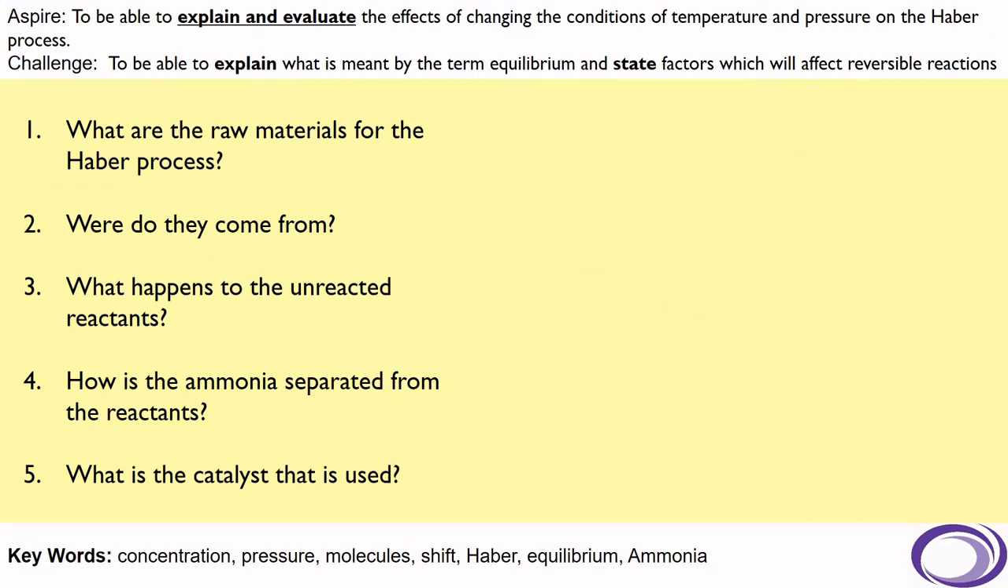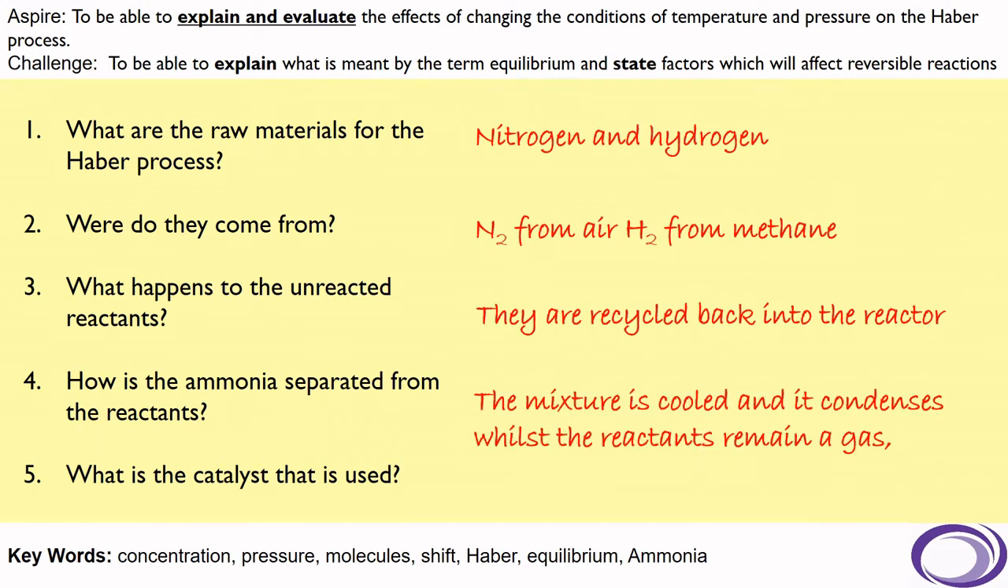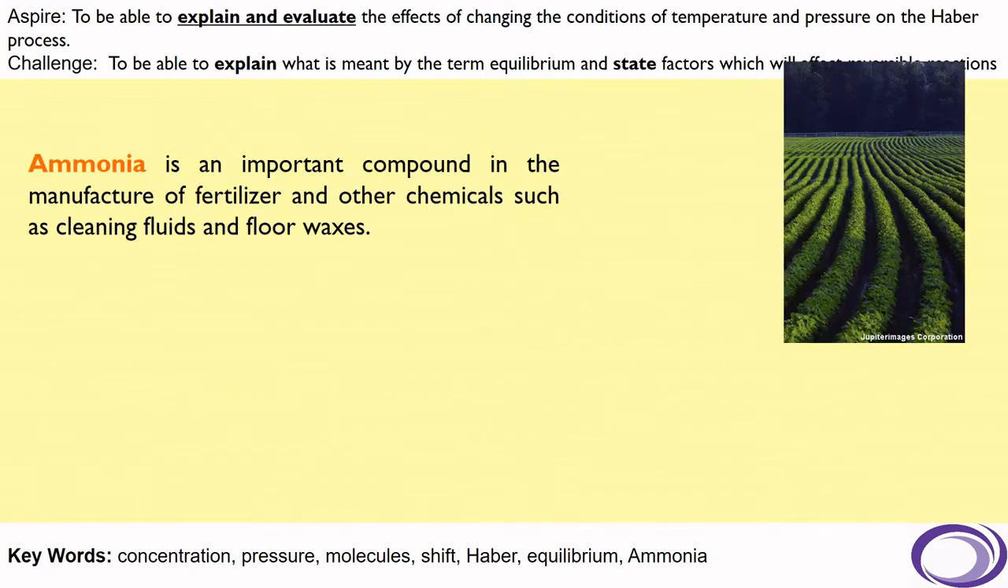Okay, so what are the raw materials? They are nitrogen and hydrogen, and nitrogen comes from the air and the hydrogen comes from methane. The unreacted reactants are recycled back into the reactor, and the ammonia is separated by cooling the mixture, and the ammonia condenses whilst the rest of the reactants remain a gas. The catalyst is iron. So why is ammonia so useful?